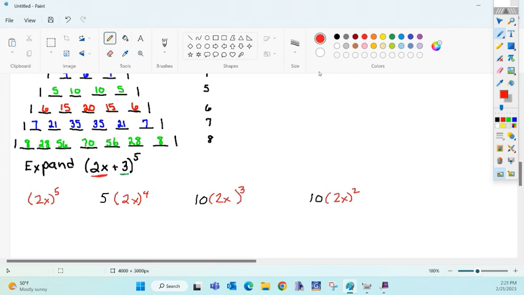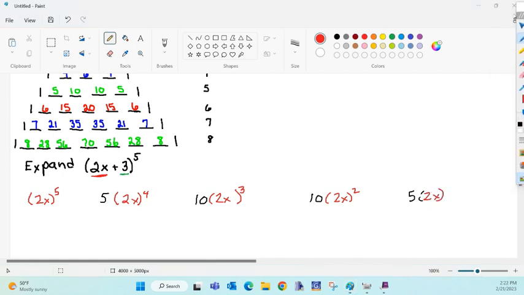All right, and then the next one is 5, and just the 2x. And then there'll be a 1. Just trying to color code so the people on the screen, people at home can see this happening. 5 times 2x to the 1st power, and we've got a reserve 1 down here at the end, right?